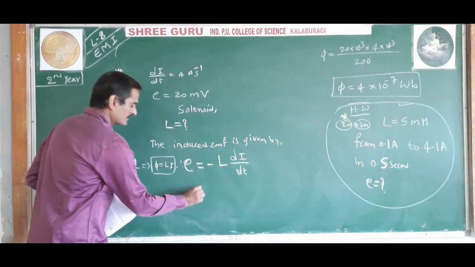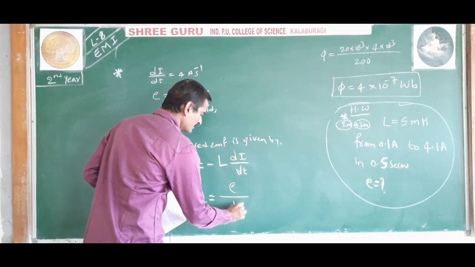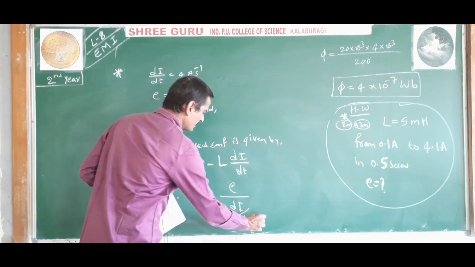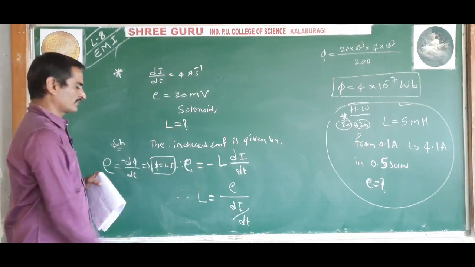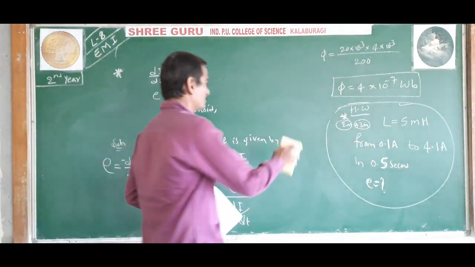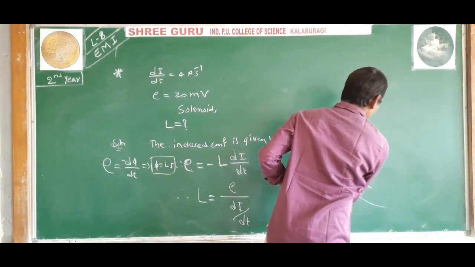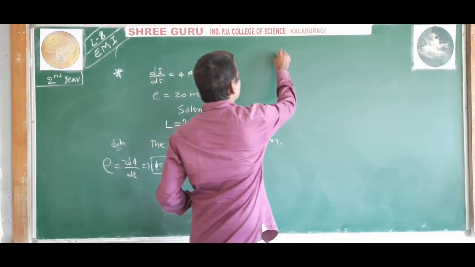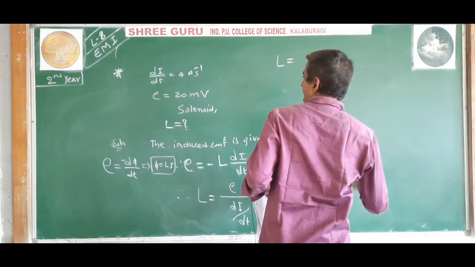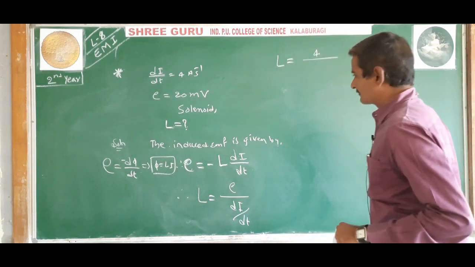So, therefore, L is equal to E divided by di by dt. Only we want the L value, so neglect the negative sign. So, L is equal to E divided by di by dt. Substituting the values, what will we get? di by dt is 4 ampere per second.